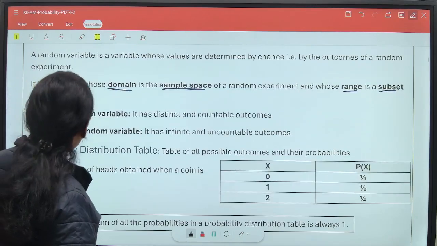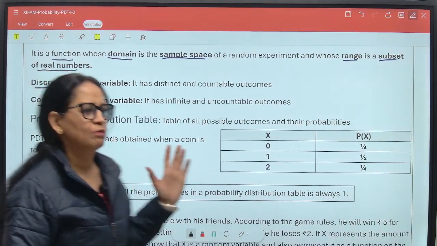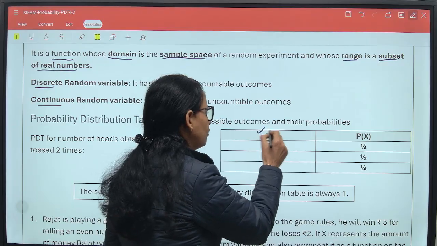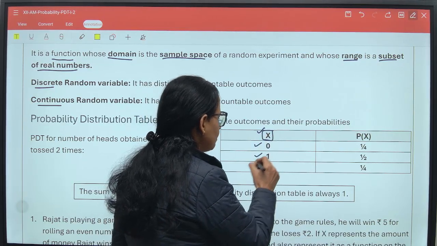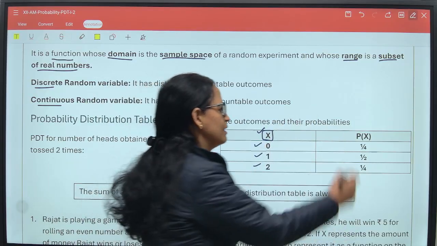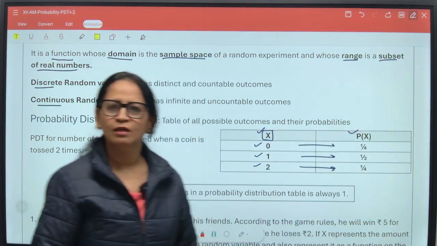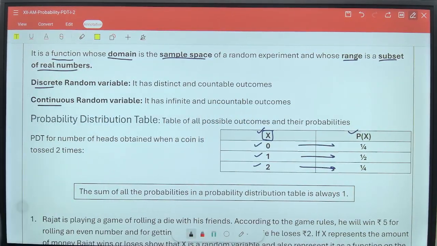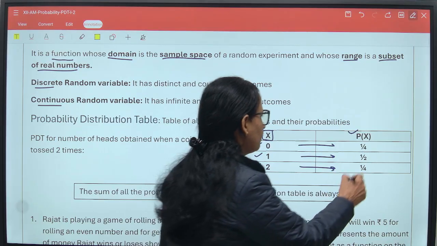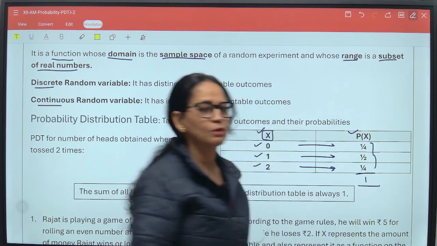So let's first have a look at what is probability distribution table. It is a table which has at least 2 columns. The first column is the random variable and what are the possible values that this random variable can hold. And the second column is the probability corresponding to each of the values of the random variable, right? Next thing to note here is the sum of all the probabilities in a probability distribution table is always going to be 1.